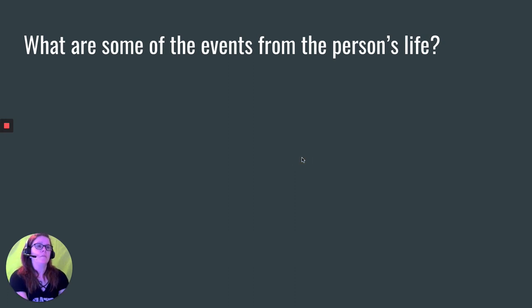It says, what are some of the events from the person's life? So if you're reading a biography book, there should be at least one event from their life, but usually several events from their life. So make sure to include a couple of those here. And it could be from outside the book as well. If you know something else about that person in addition to what you read in the book, you can add it.